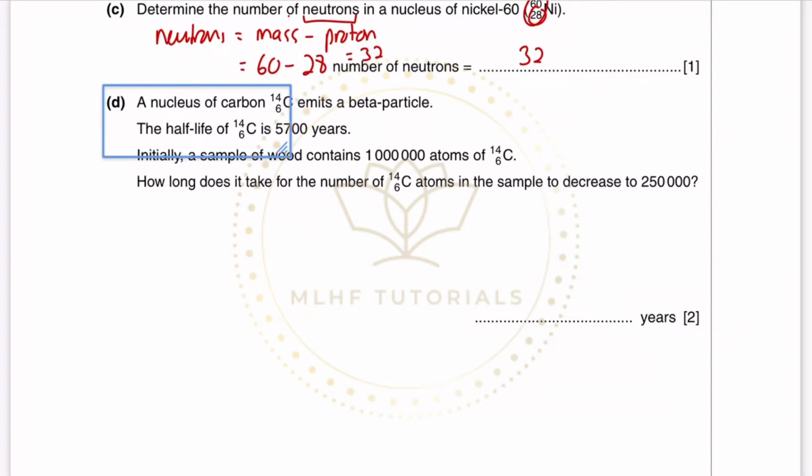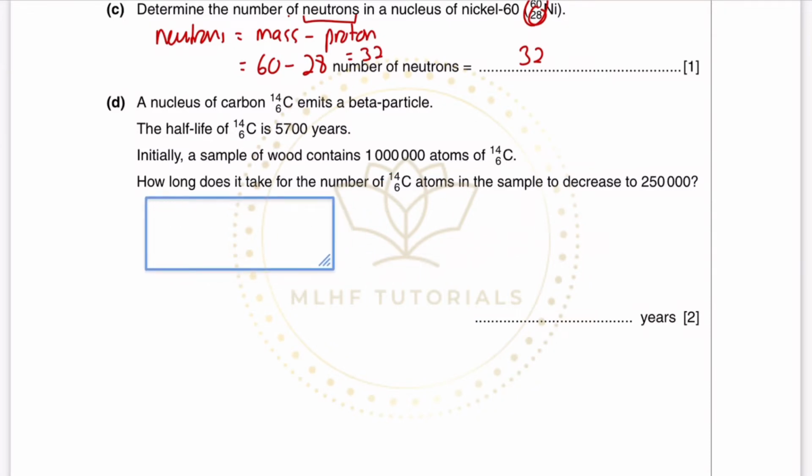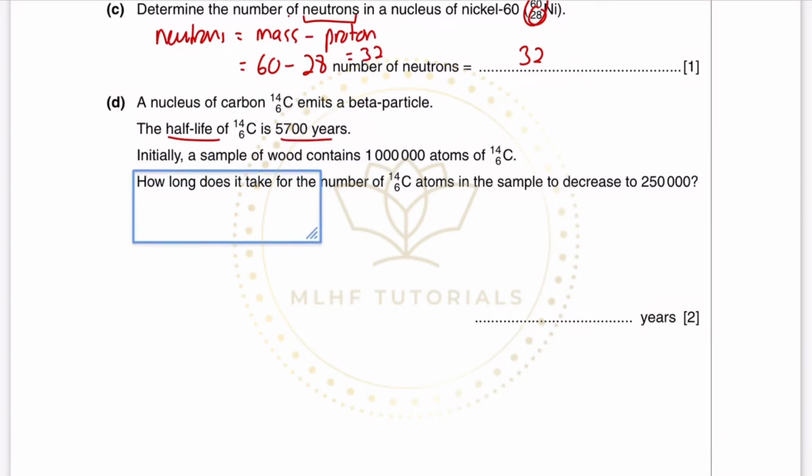Part D. A nucleus of carbon 14-6C emits a beta particle. The half-life of this carbon is 5,700 years. Initially, a sample of wood contains 1 million atoms of this carbon. How long does it take for the number of carbon atoms in the sample to decrease to 250,000? Okay, so we know that the value of this, which is the half-life, is 5,700. Okay, half-life is equal to 5,700 years.